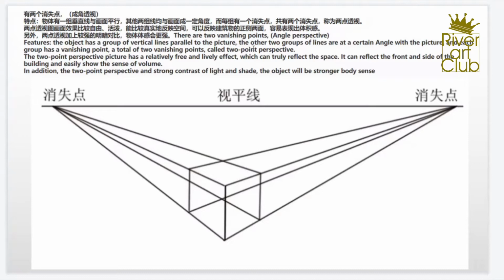它的 feature 是什么呢？The object has a group of vertical lines parallel to the picture. The other 2 groups of lines are at a certain angle to the picture, and each group has a vanishing point. A total of 2 vanishing points, called two-point perspective.